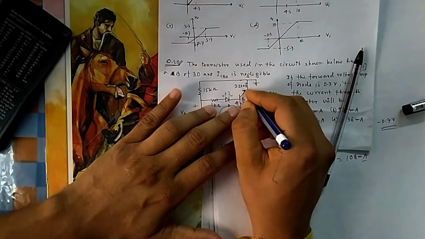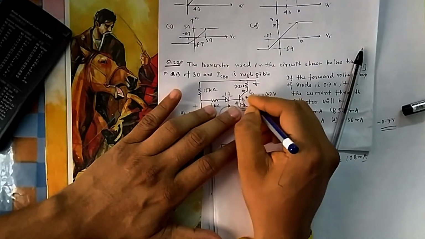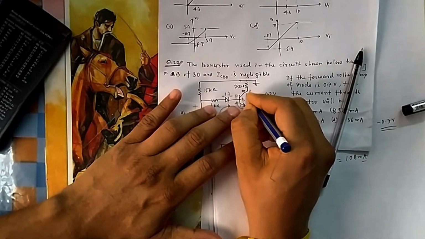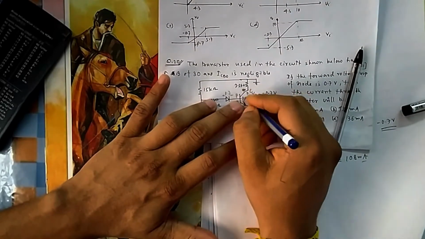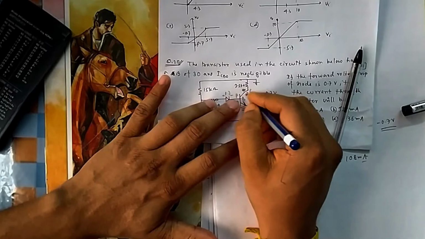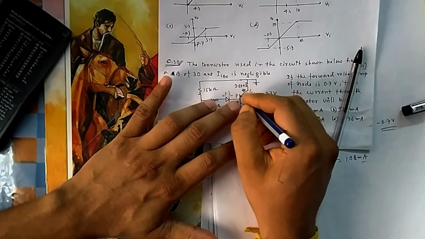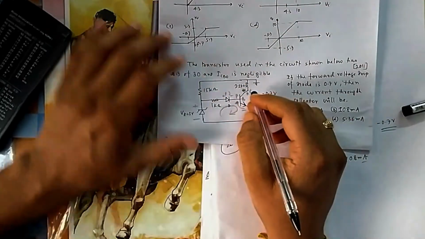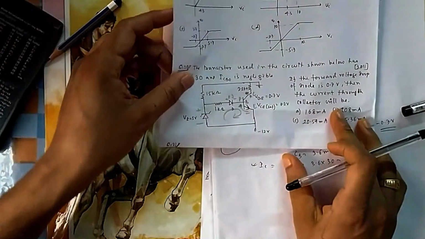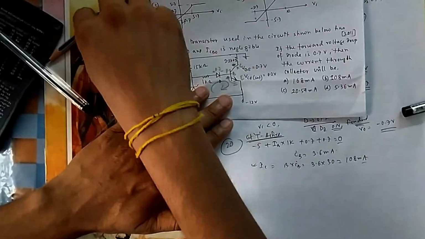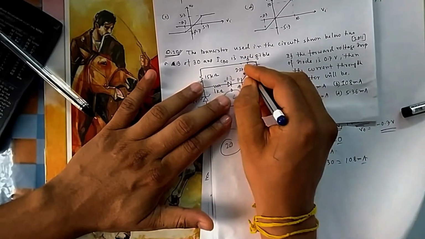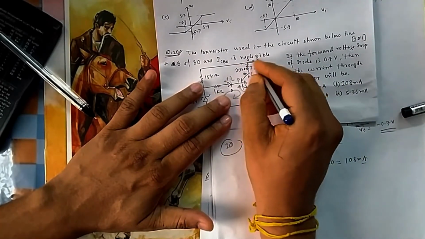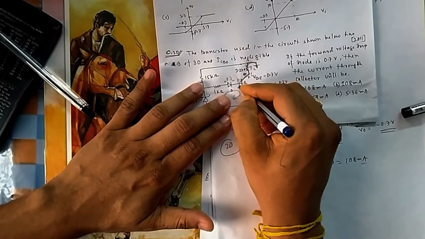So let me calculate VCB. Because this is positive and this is negative, if VCB becomes positive, then this will be positive and this negative, that means it will be reverse bias. So calculating VCB, you can take a KVL along this path, because this is 0. I have this current IC, which I have calculated. So I can take a KVL around this path.